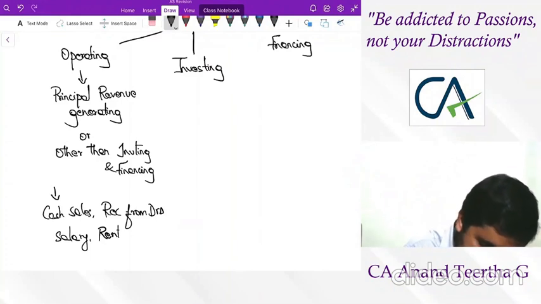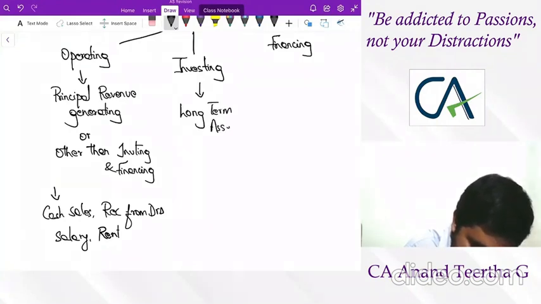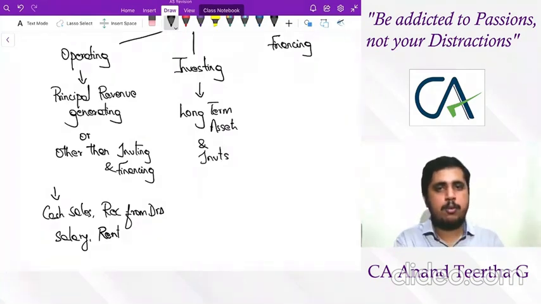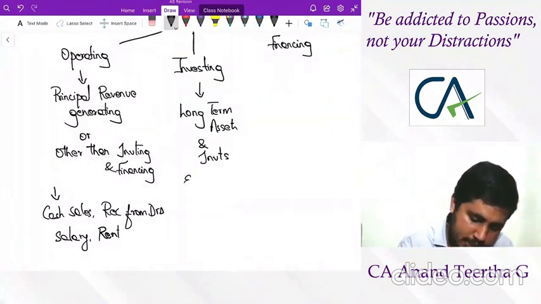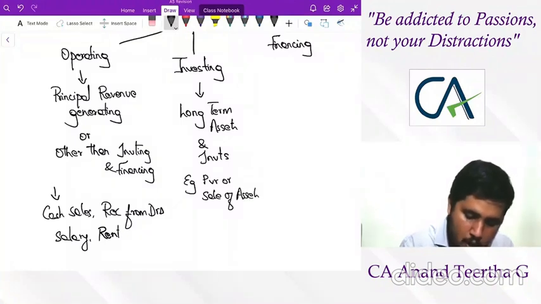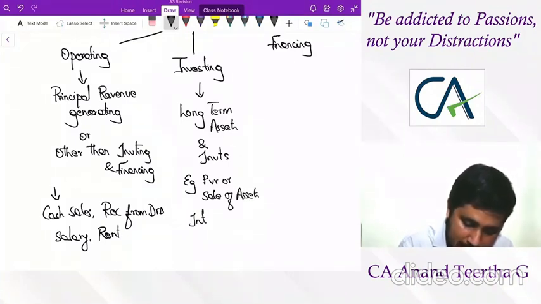Then investing, anything related to long-term assets and investments. In the sense, long-term investments. Okay, which means if at all there is any purchase or sale of assets, fixed assets I mean, or interest and dividend received as well.